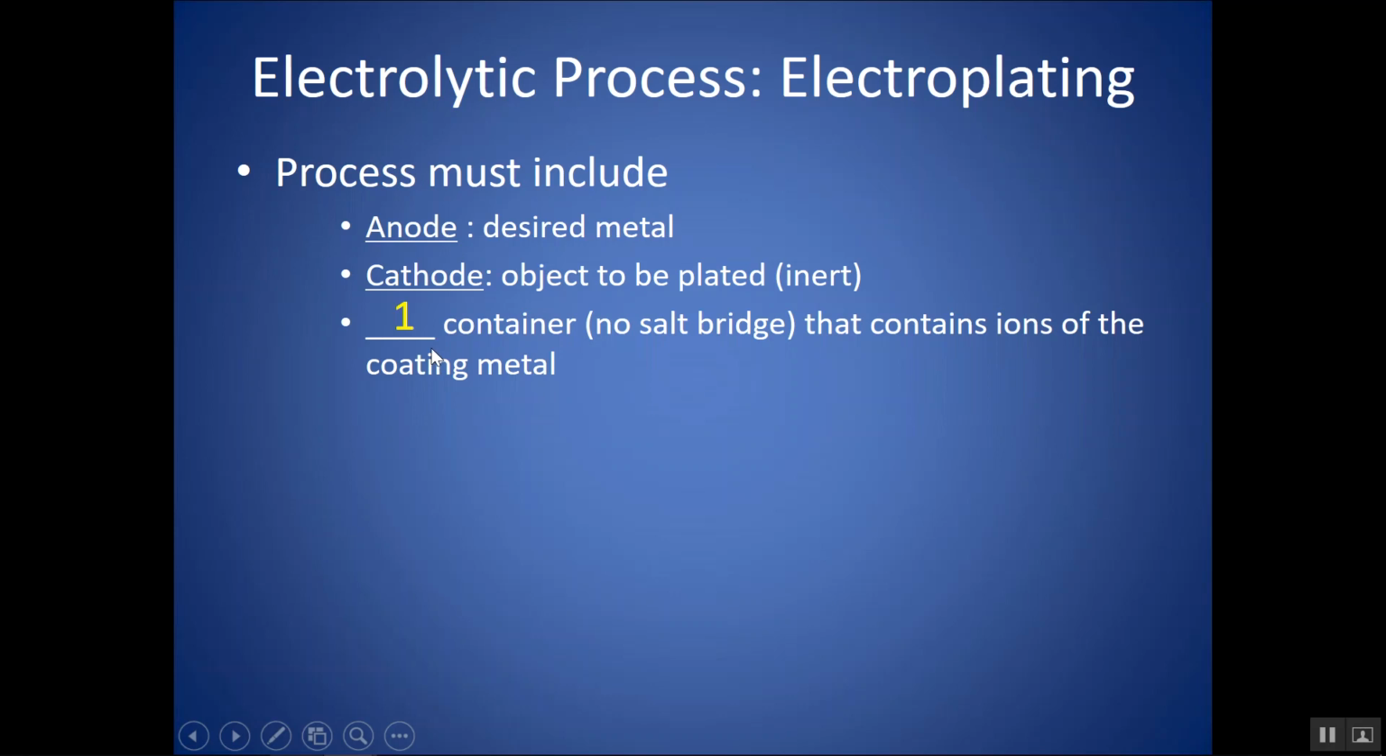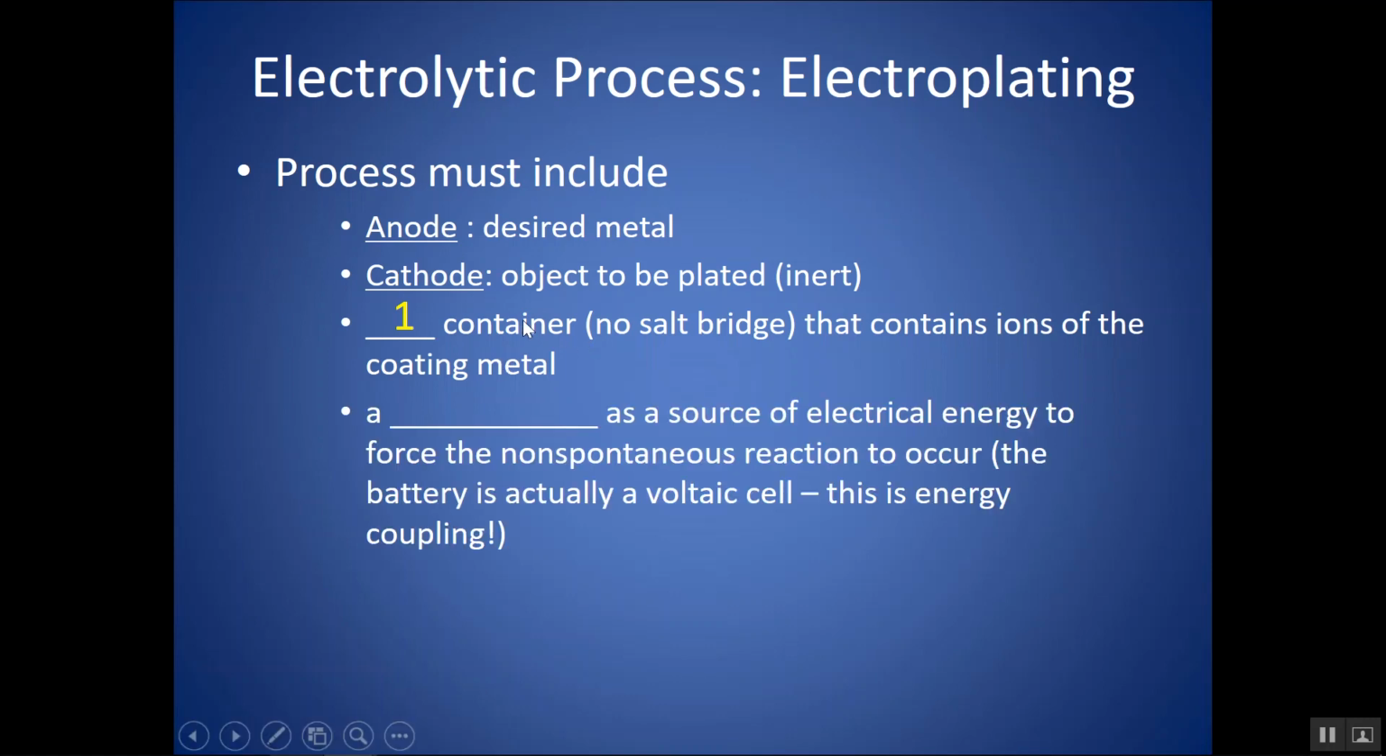You would need just one container for this electroplating process, so that eliminates the need for a salt bridge that you would have in a voltaic cell, because you can have all the ions moving in the one container. You don't have to bridge anything because there's only one container, hence no need for a salt bridge. And in that container, we want to have ions of whatever the coating metal is. So if we're coating with silver, you'd have silver ions.